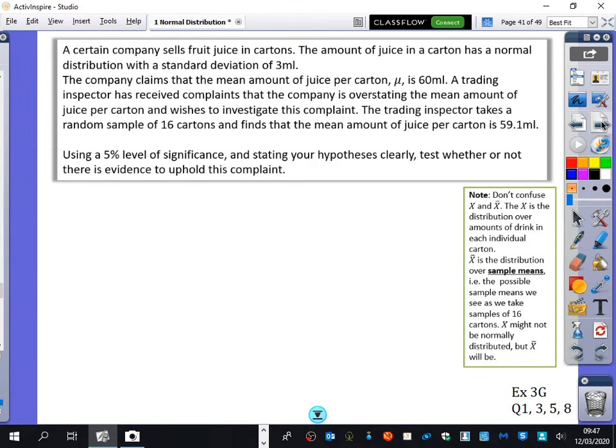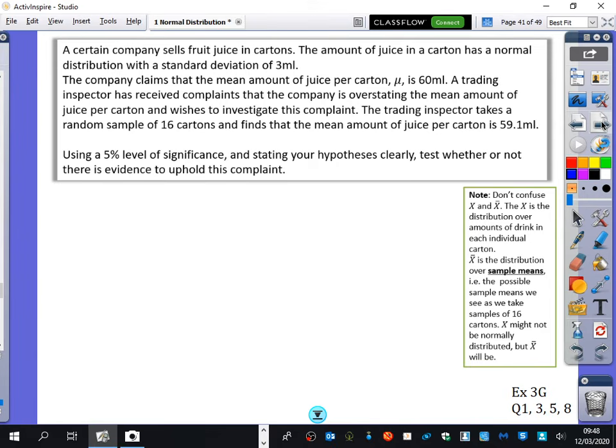A trading inspector has received complaints that the company is overstating the mean amount of juice per carton and wishes to investigate this complaint. The trading inspector takes a random sample of 16 cartons and finds that the mean amount of juice per carton is 59.1. Oh my gosh. They might be cheating. We need to find out.